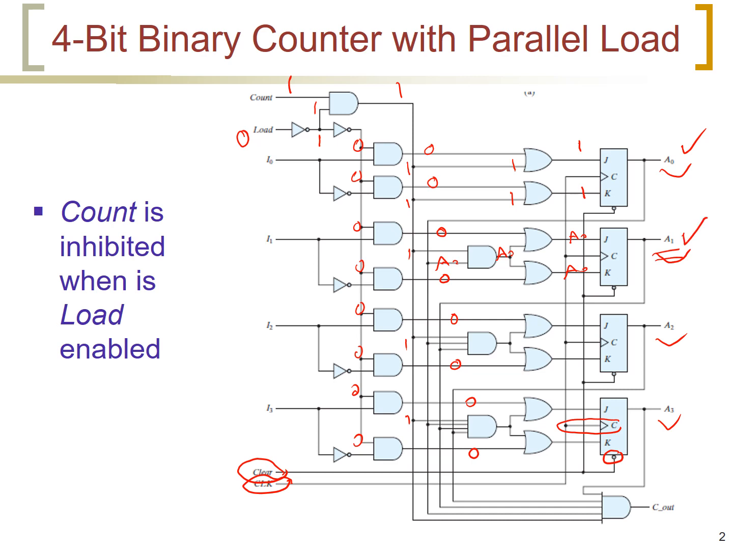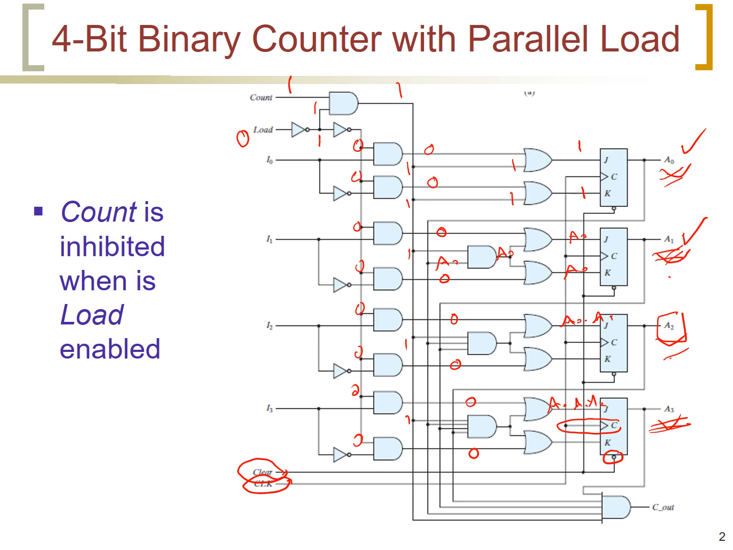Similarly, as we explained earlier, the J and K of the next flip-flop will be A0 times A1 times the count pulse, which means A2 will complement whenever both A0 and A1 are equal to 1. And finally, the input J and K to the third flip-flop will be A0, A1, A2. So A3 complements whenever all three outputs are 1s, and so forth. And therefore, the counter will be counting up as usual.